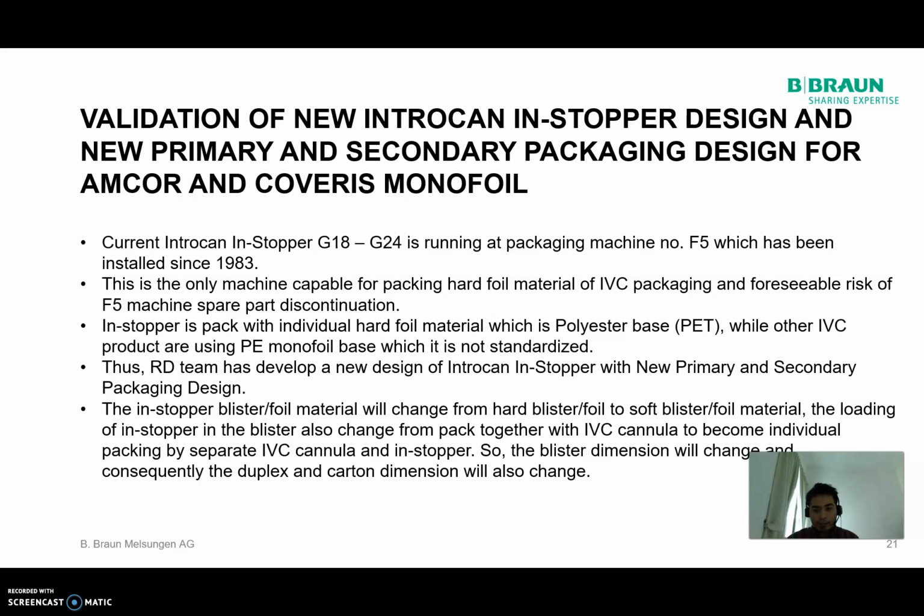The R&D team has developed a new design of Introcan Instopper with new primary and secondary packaging design. The Instopper blister foil material will change from hard blister foil to soft blister foil material. The loading of Instopper in the blister also changes from packing together with the IVC cannula to individual packing by separating the IVC cannula and stopper. So the blister dimension will change, and consequently the plate and carton dimensions will also change.